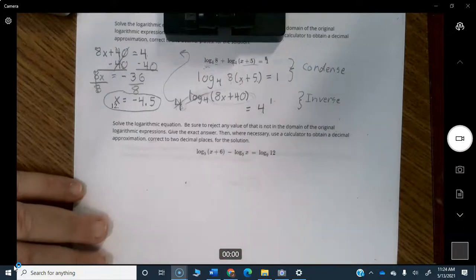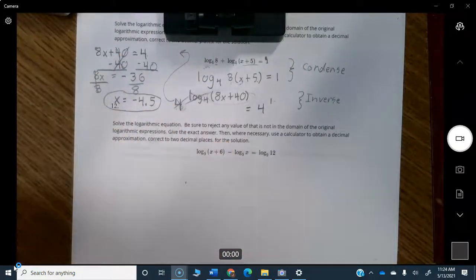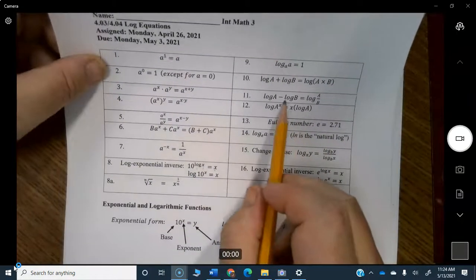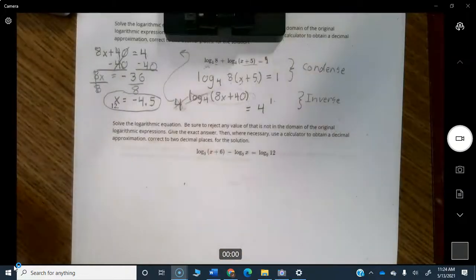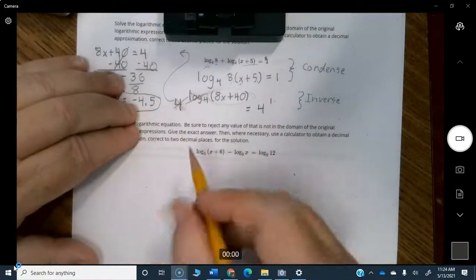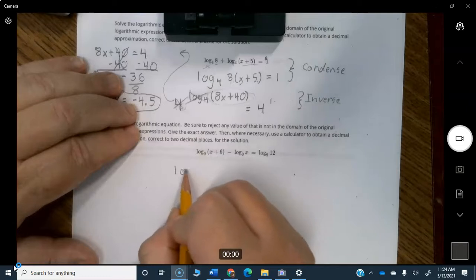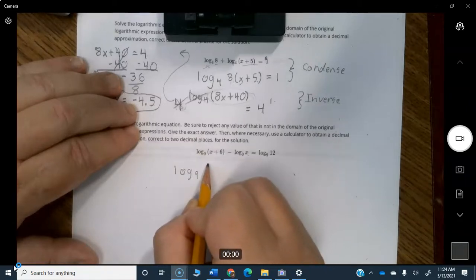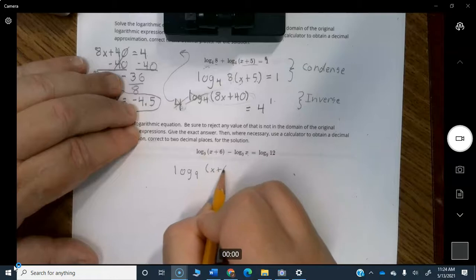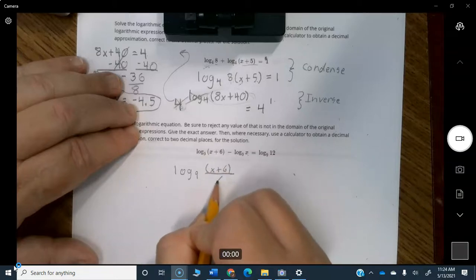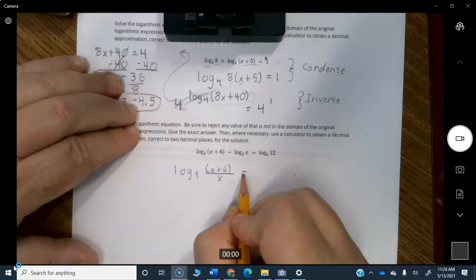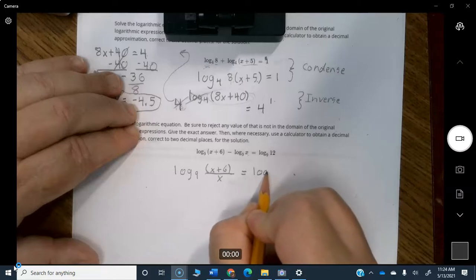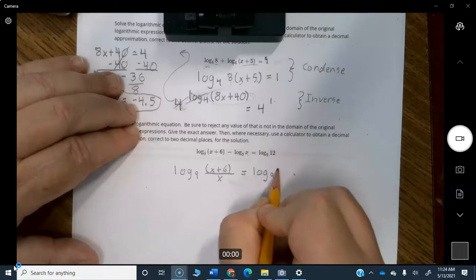So again, we're going to condense it first. When it's a negative sign, it's log A minus log B equals log of A over B. So that's what we're going to do on this side. So we're going to turn this into log base 9 of this over this. Okay, that becomes that. And then the other side for right now stays the same, log base 9 of 12.